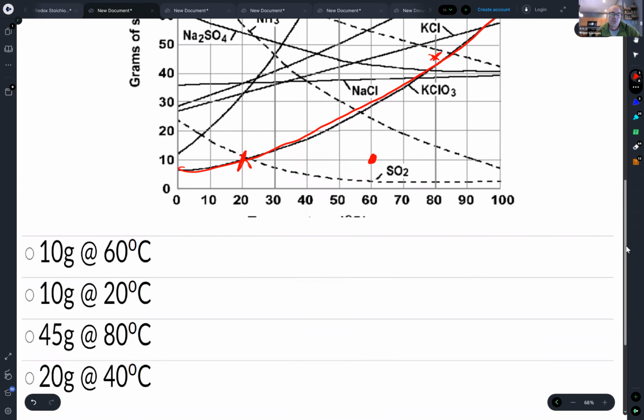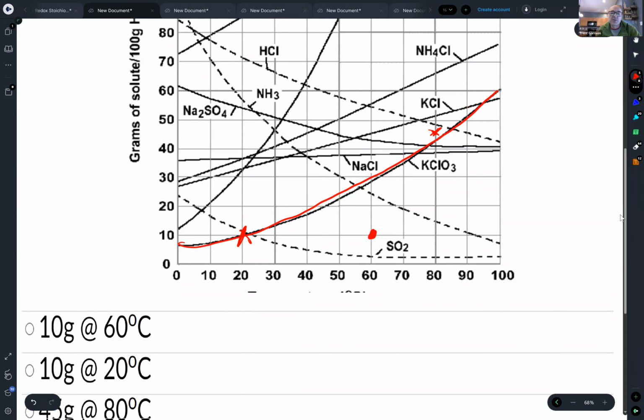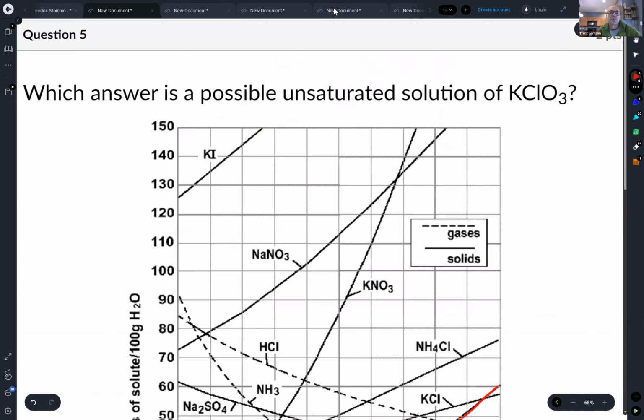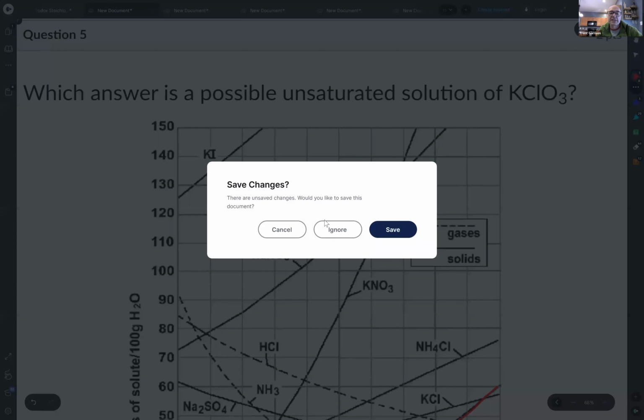And then 40 degrees, 20 grams. 40 degrees, 20 grams, that's also above the line. The only one that is below the line is that very first one at 60 degrees, 10. All right, so that takes care of question number 5. Let's move on to 6.